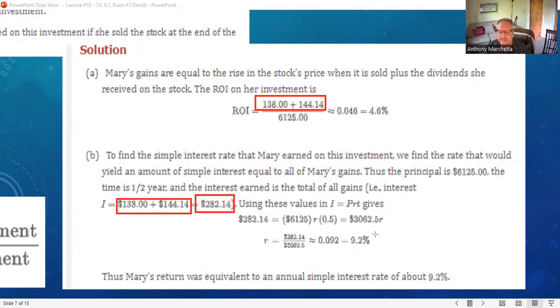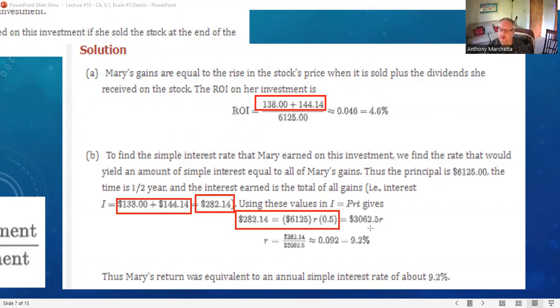Now, take a look at the concept of I equals PRT right here. I is that figure, 282. P is the original present value that was put in, or face value, or principal, right? And then we also have 6125, that's the principal. We don't know R. We also have 0.5, that's the time T in terms of years, because 6 months is how many years? 6 months out of 12 months, 6/12 is 1/2. 1/2 a year, 0.5. Then little basic algebra.